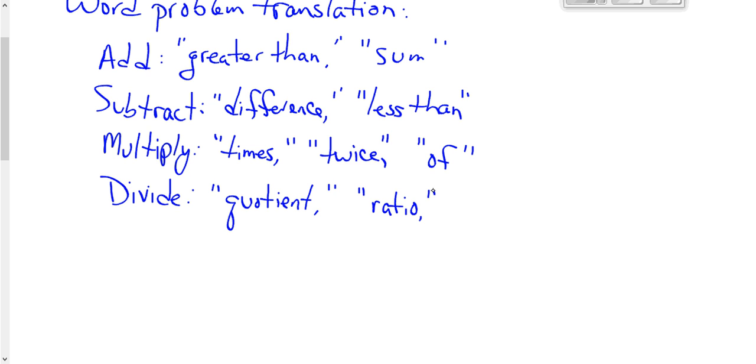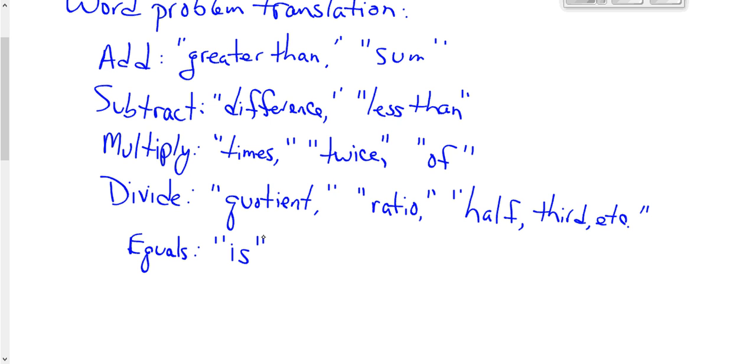What about half? If you see half, does that mean divide? Right? Or third? Etc. Or fourth or whatever? Stuff like that. Okay? I don't know how many are in this lesson, but for equals, you might see the word is. Like the product of a number and another number is, right? So you would multiply and then write an equal sign for is. Does that make sense?